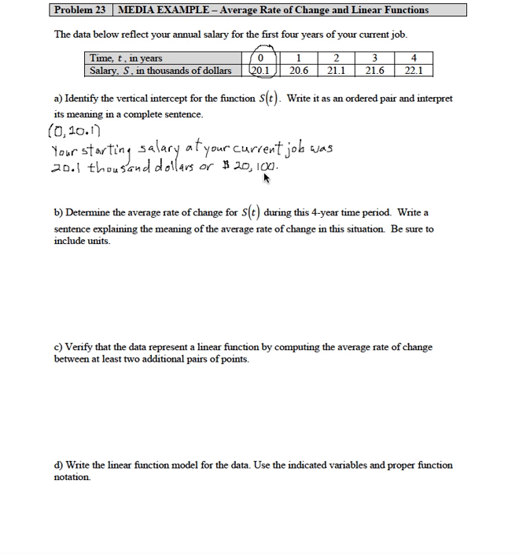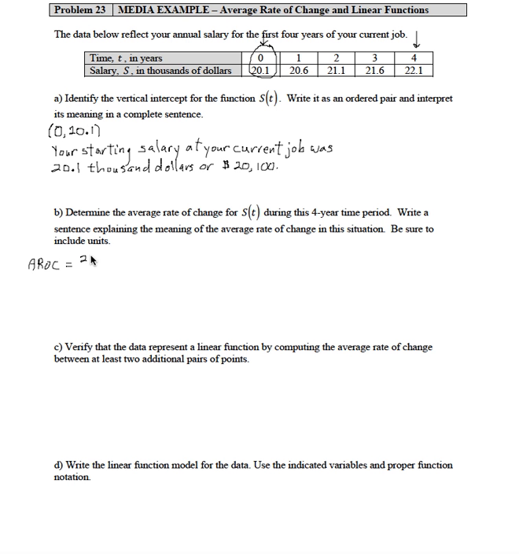$20,100 written out. For part B, determine the average rate of change for S of t during this 4-year time period. Write a sentence explaining the meaning of the average rate of change in this situation, and be sure to include units. So my average rate of change over the 4-year time period, I'm going to look at the first ordered pair and the last ordered pair to compute my average rate of change.